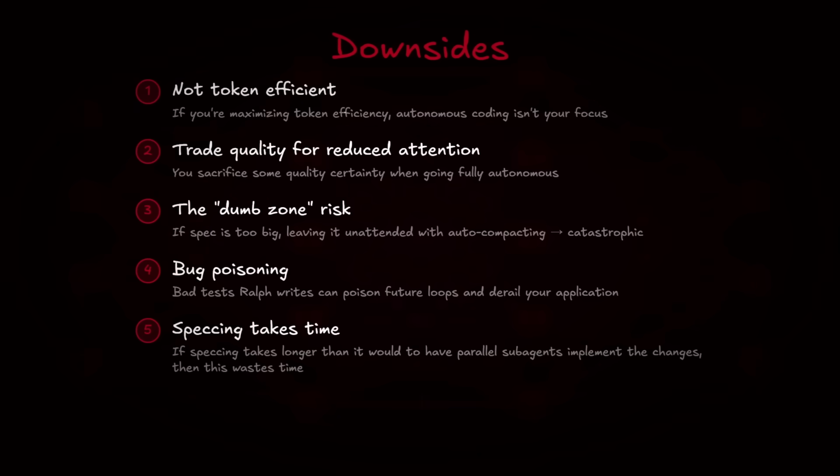Number 3, if your spec is too big, you risk Ralph suffering from context rot and possible compaction during implementation in every single loop, almost ensuring catastrophic failure. So it's very important to keep the spec and the implementation plan as brief as possible.